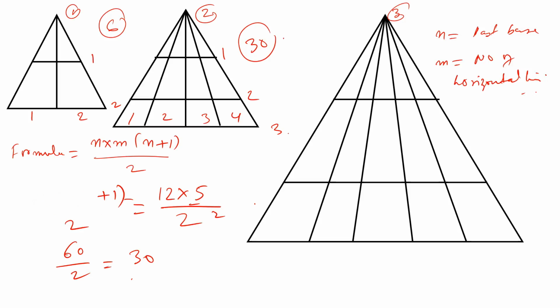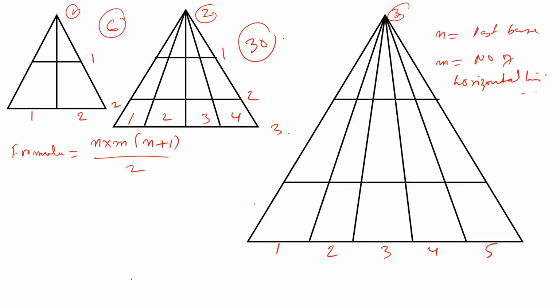And now we will try to calculate the number of triangles in this figure number 3. So here also we have to do the same thing. Count the base: 1, 2, 3, 4, 5, and count the number of horizontal lines: 1, 2, 3. N equal to 5, m equal to 3, 5 plus 1 divided by 2. 5 multiplied by 3, it's 15.